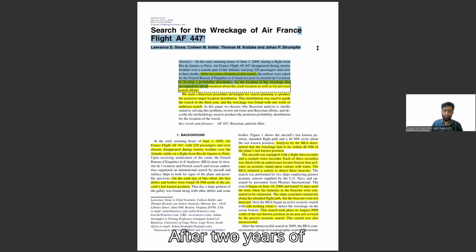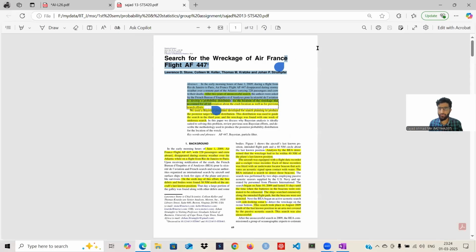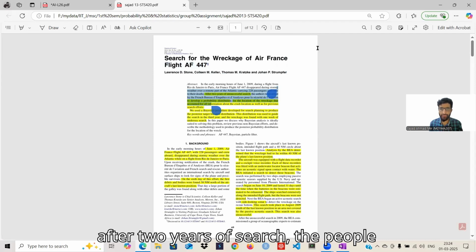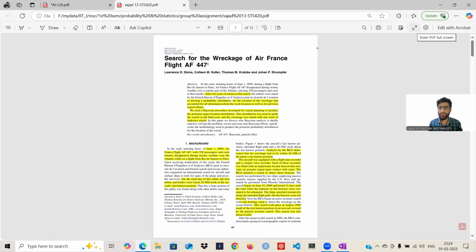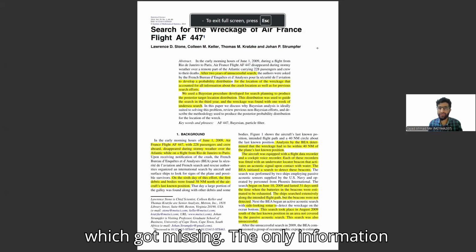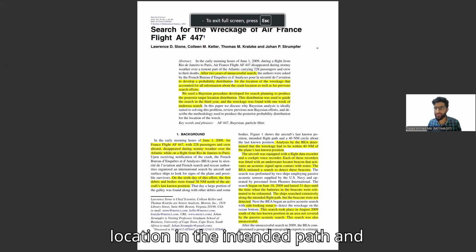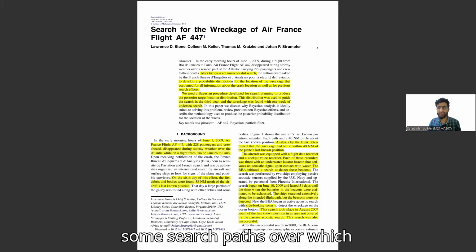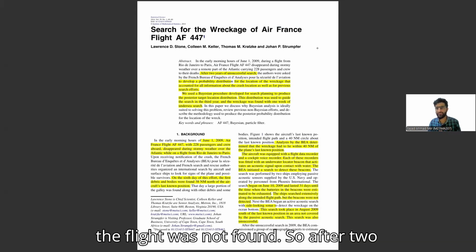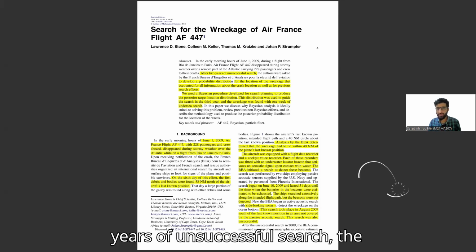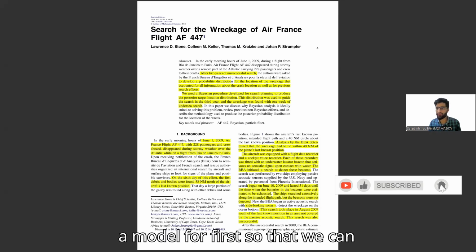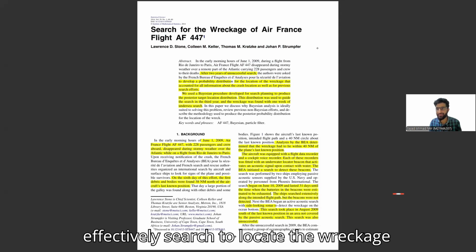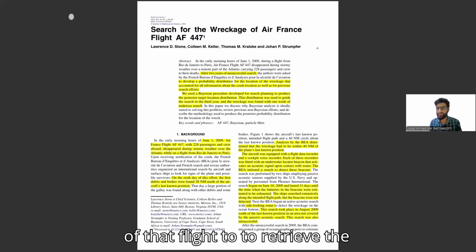After two successive years of search, people were unsuccessful in locating the wreckage of this missing Air France flight. The only information was the last known location, the intended path, and some search paths over which the flight was not found. So after two years of unsuccessful search, the authors of this paper were asked to build a model so that the search could effectively locate the wreckage of that flight and retrieve the information.